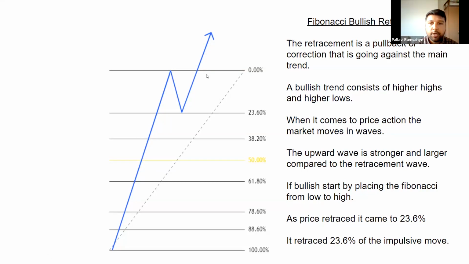And a bullish trend consists of higher highs and higher lows, okay? So these highs here will consistently become higher and higher, and they'll never fall below the previous high. Same with the higher lows, they'll never fall below the previous low, okay? When it comes to price action, the market moves in waves, okay?